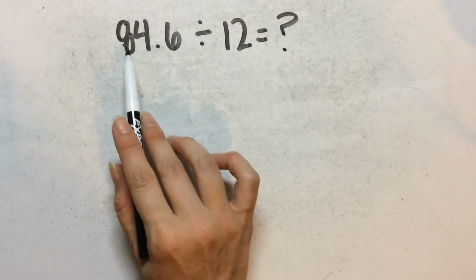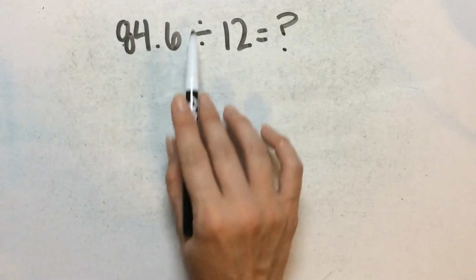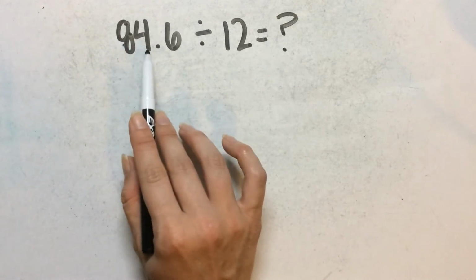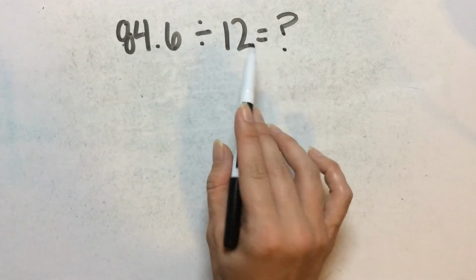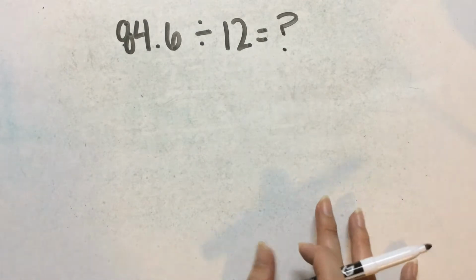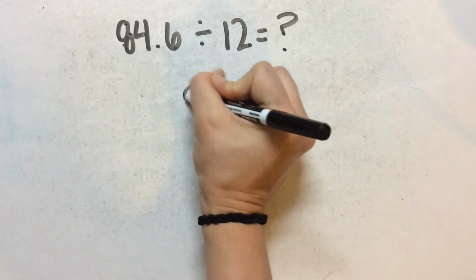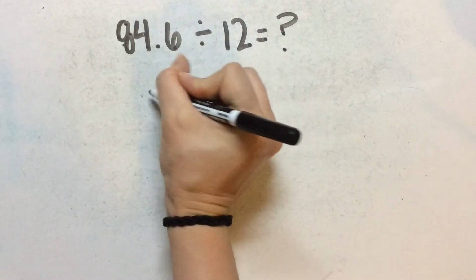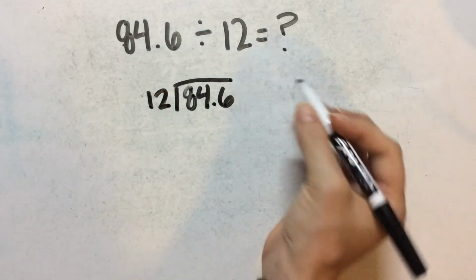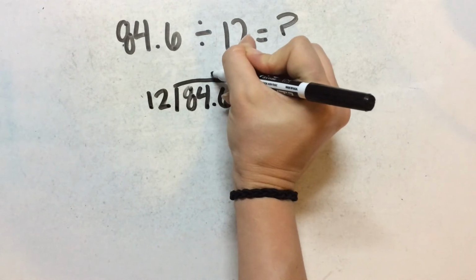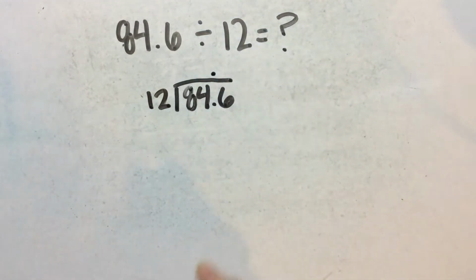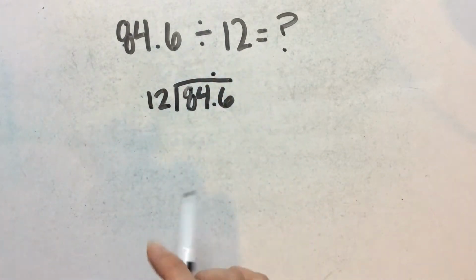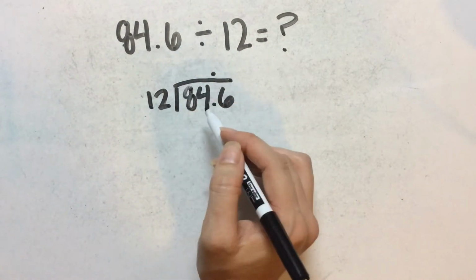I have another example for you of dividing a number with a decimal by a whole number. So we're going to do 84 and 6/10 divided by 12. And we're going to use the standard algorithm here. So we're going to put 84 and 6/10 inside the house and 12 on the outside like that. And then we're going to move our decimal up into the quotient like so. And we just divide like normal. This is the most important step here, to move that decimal up, and then we get to divide.